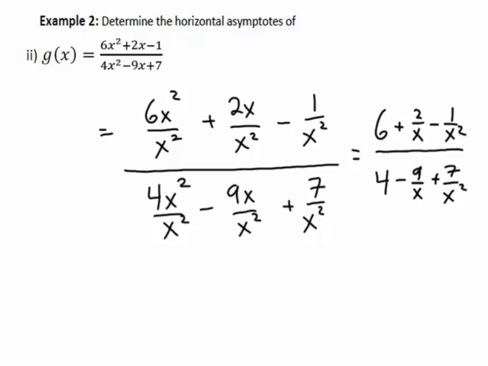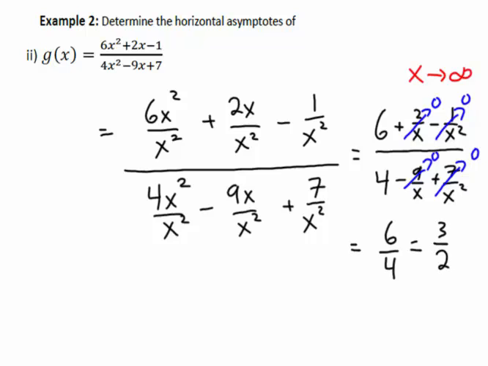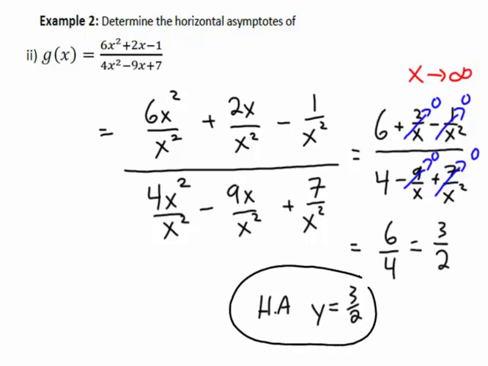And at this point, now we set x to infinity, make x really, really big. And all of these terms that have x's in the denominator will all approach 0. They get closer and closer to 0. And what we're left with is just 6 over 4, which of course is 3 over 2. And this is then our asymptote. So we can say that our horizontal asymptote is at y equals 3 halves. And there's our horizontal asymptote.